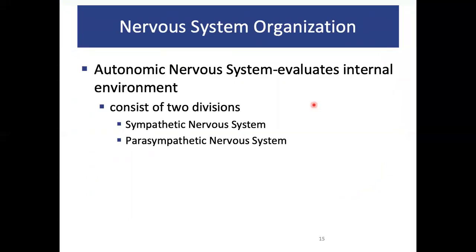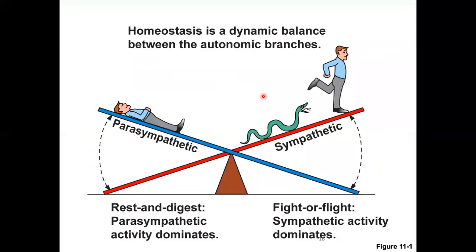Your autonomic nervous system consists of two subdivisions, the sympathetic nervous system and the parasympathetic nervous system. So they work in concert to maintain homeostasis in your body. Sympathetic is typically known as your fight or flight response, or that's the nervous system that's responsible for fight or flight, right? And then parasympathetic is responsible for your rest and digest response.